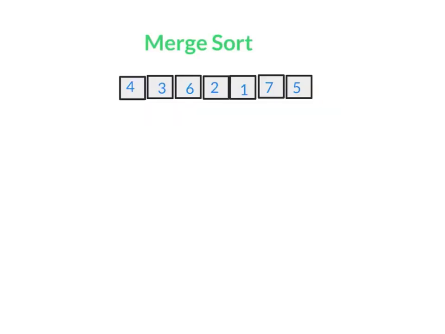Now the merge sort is going to be the first of the efficient sorts we look at. And with merge sort, we're going to cut the array in half and we're going to sort each half separately. But then we're going to need to sort each half.